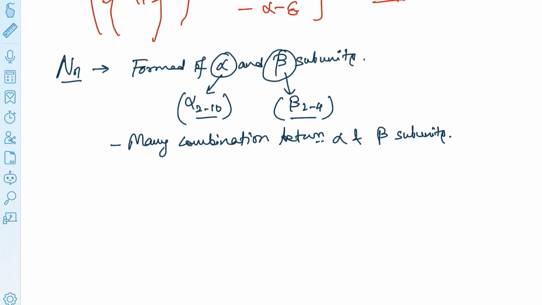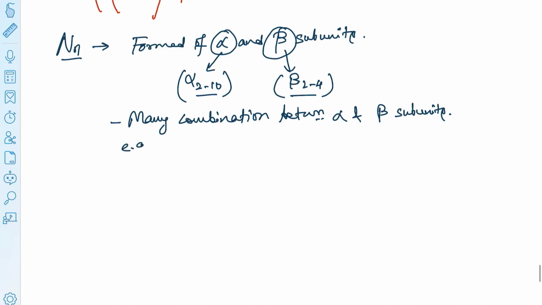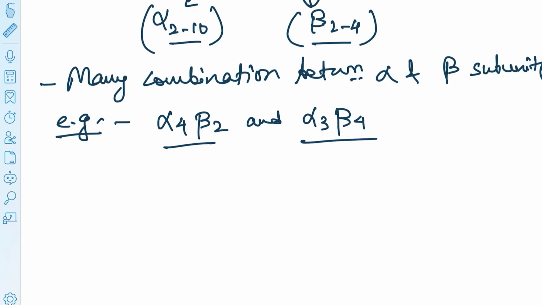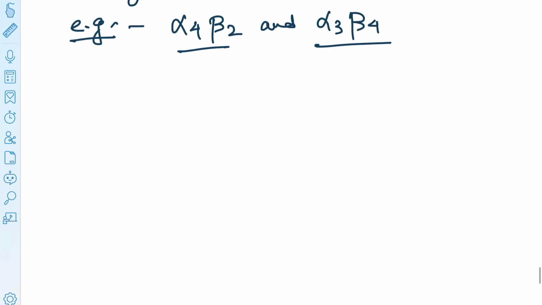Okay, so next, if you have to see what are the important combinations of N receptors present, the most important combinations expressed in different organs, like in CNS or in neurons, are basically alpha 4 beta 2 and alpha 3 beta 4. These combinations are usually present in the nervous system, okay. So what does alpha 4 beta 2 mean?